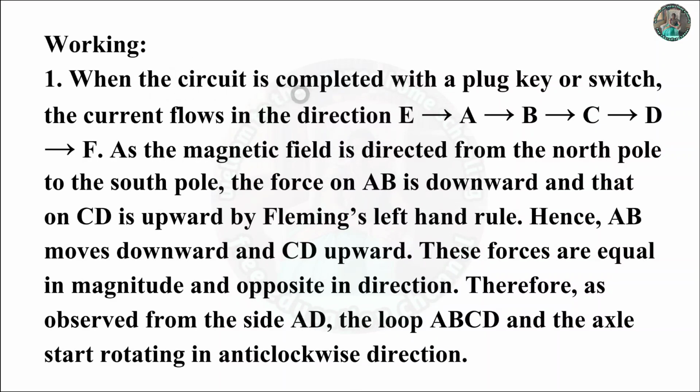Working. When the circuit is completed with the plug key or switch, the current flows in the direction E, A, B, C, D, F, as the magnetic field is directed from the north pole to the south pole. The force on AB is downward and that on CD is upward by Fleming's left-hand rule. Hence, AB moves downward and CD upward. These forces are equal in magnitude and opposite in direction. Therefore, as observed from the side AD, the loop ABCD and the axle start rotating in the anti-clockwise direction.